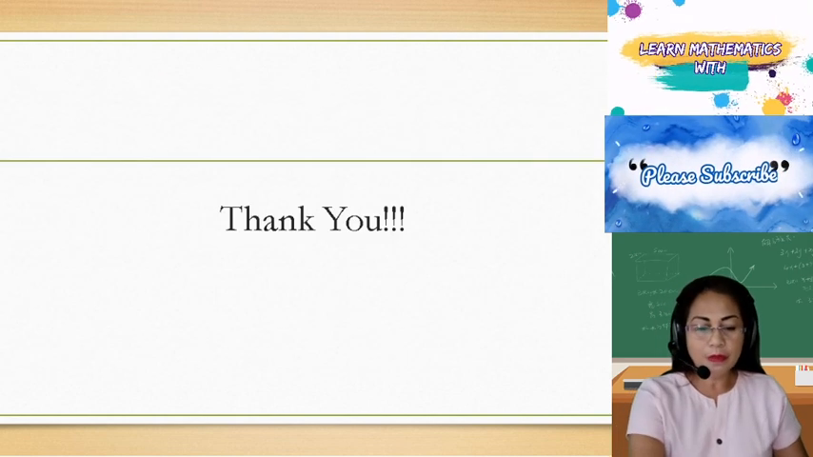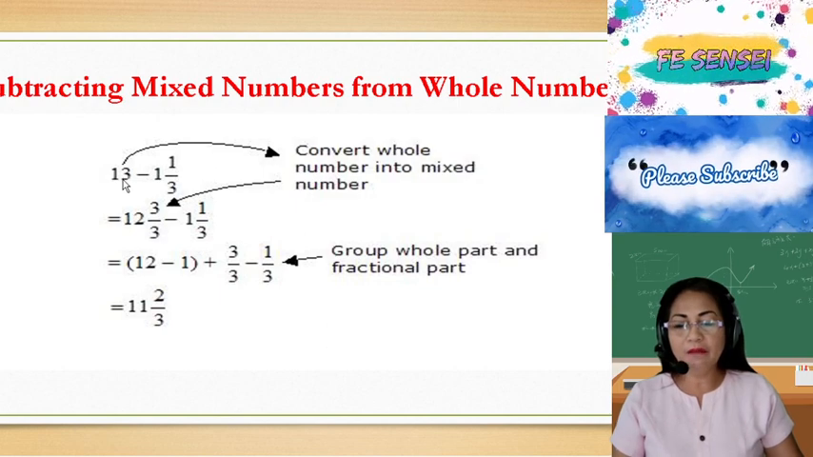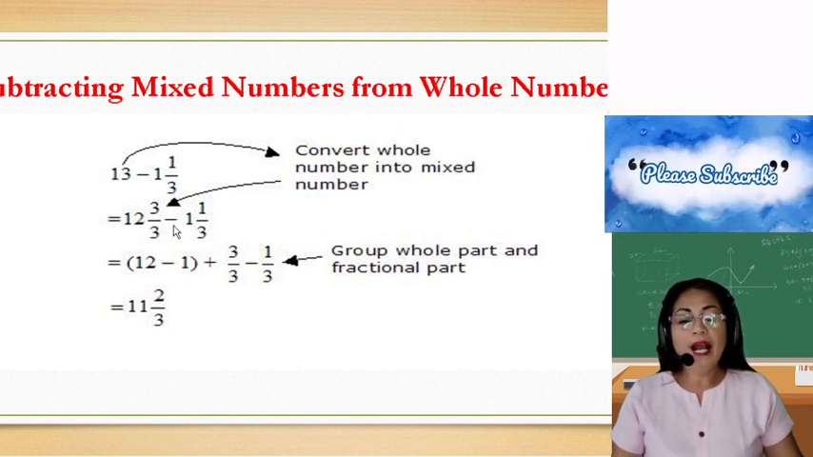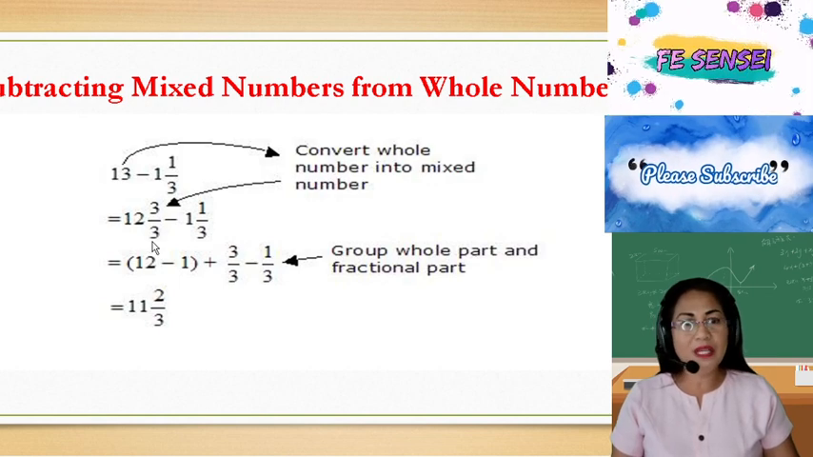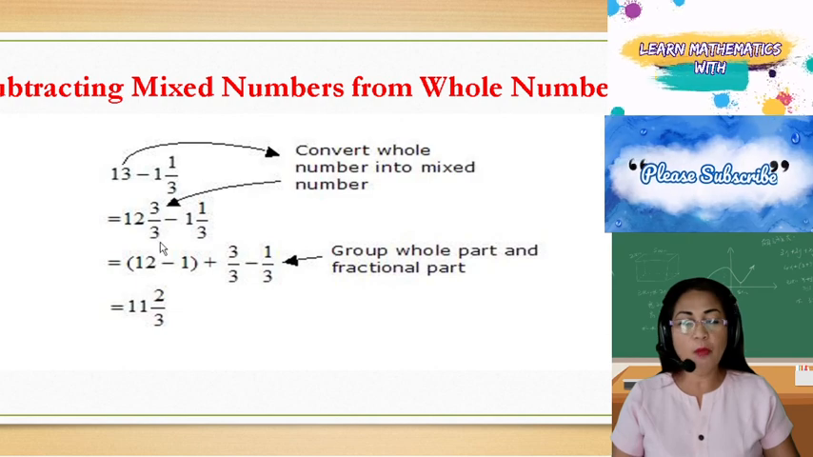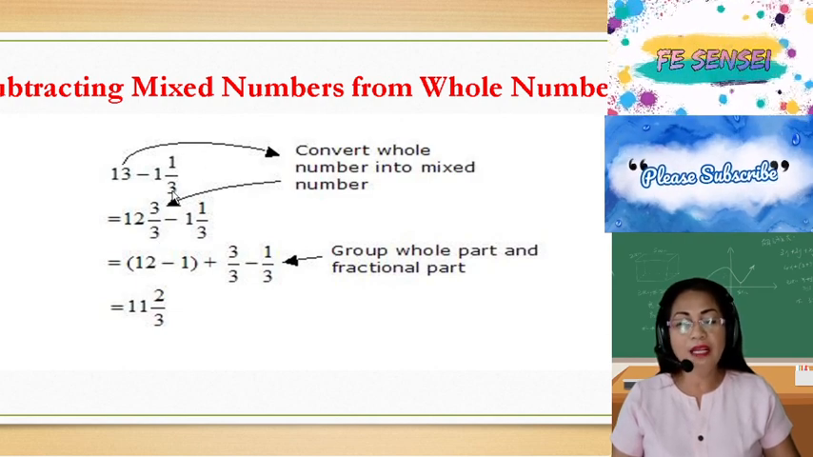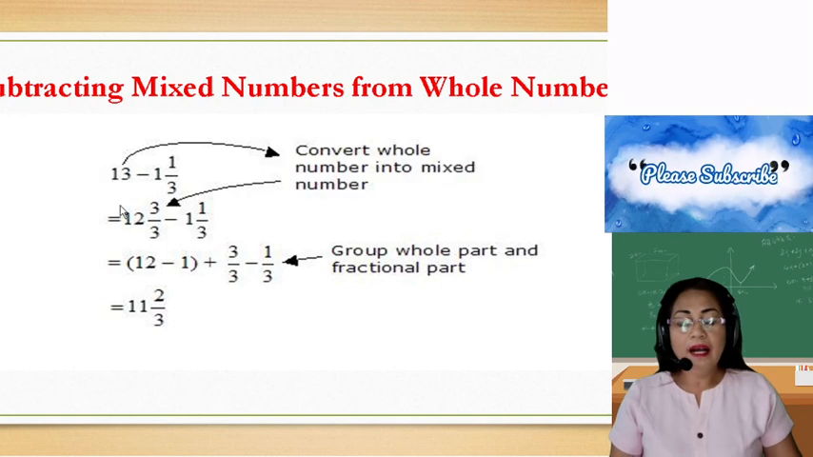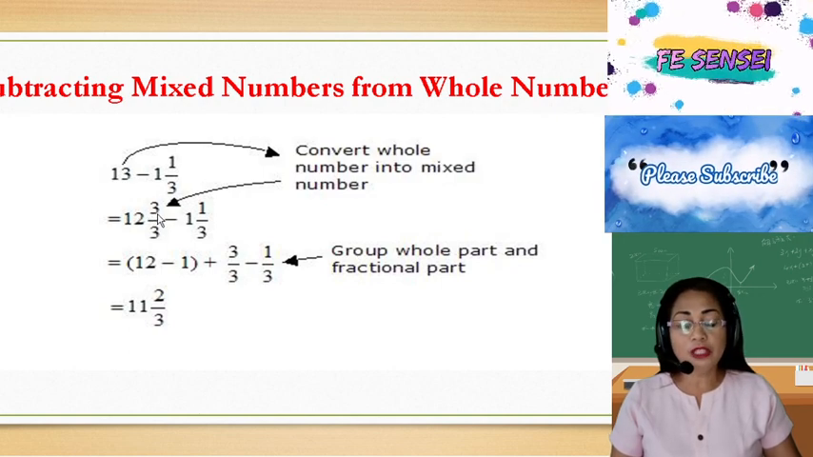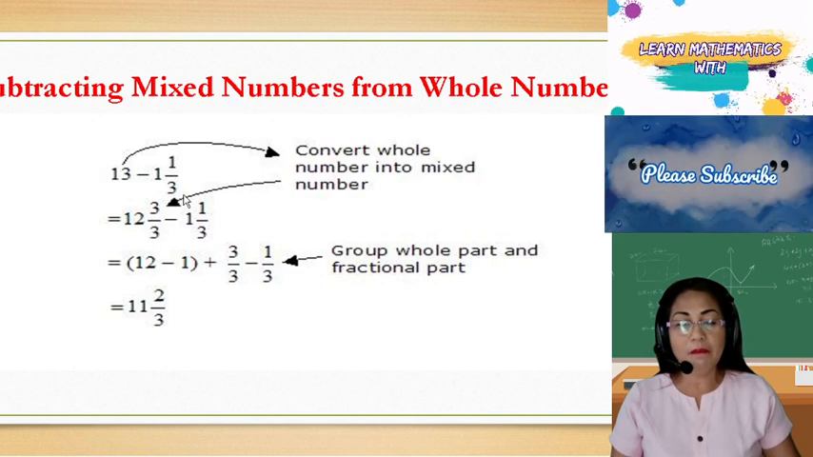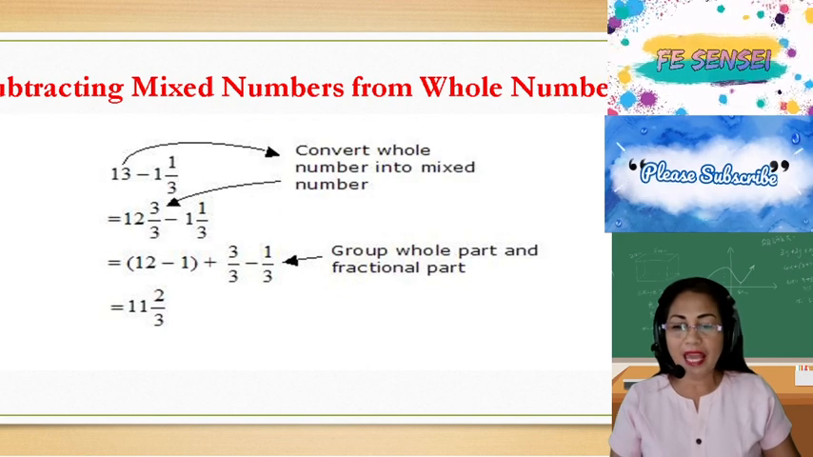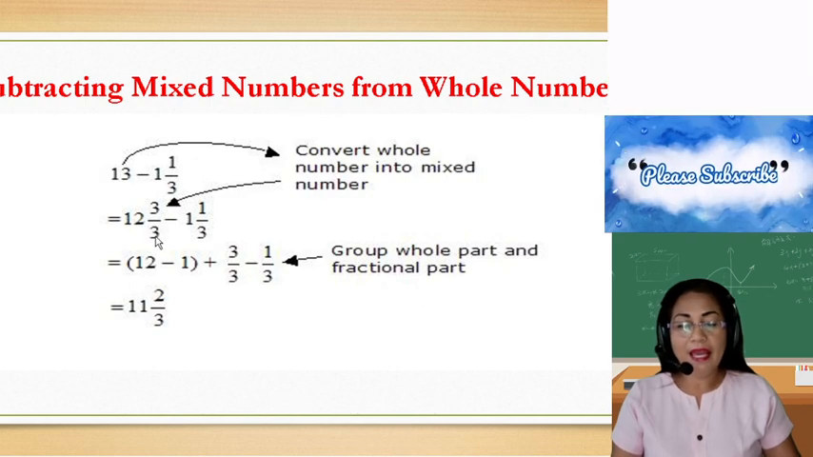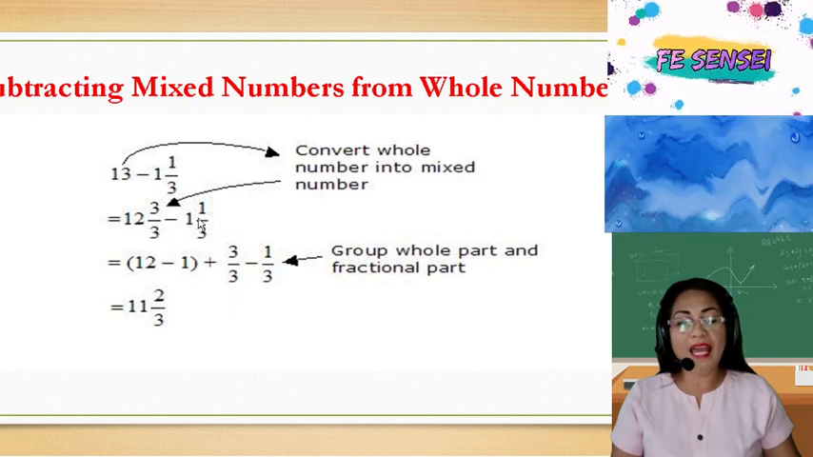So 13 minus 1 equals 12. And the one we borrowed becomes a fraction equal to 1, which is 3 over 3. Why 3 over 3? Because in our subtrahend, our denominator is 3. So you're going to make a fraction equal to 1, which is 3 over 3, because the denominator of our subtrahend is 3. So it becomes 12 and 3 over 3 minus 1 and 1/3.